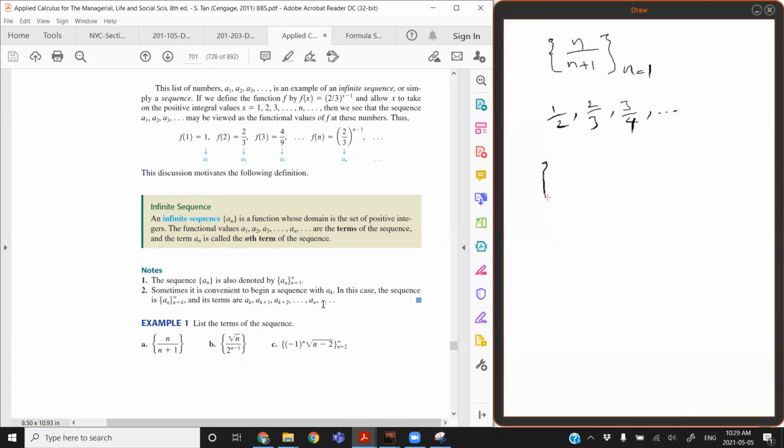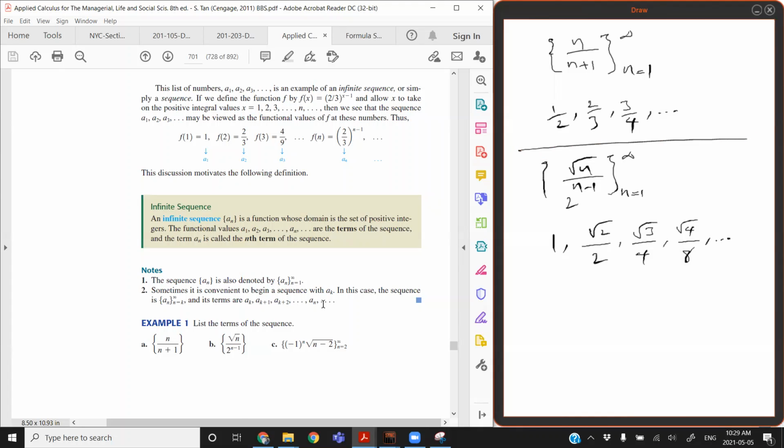Then we have part B, root n over 2 to the power of n minus 1. Again, since there is no beginning given, I just assume that n begins at 1 and continues to infinity. If I plug in 1 here, I get root 1 over 2 to the power of 0. 2 to the power of 0 is 1, so I just get 1. Then I plug in 2, I get root 2 over 2. Then I plug in 3, I get root 3 over 2 to the power of 2, that's 4. Then I get root 4 over 2 to the power of 3, that's 8. And the pattern continues like this. So that was part B.